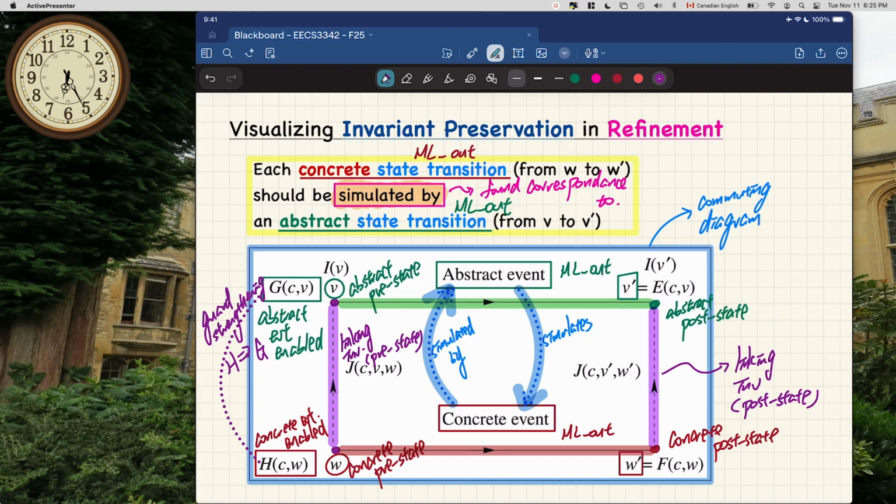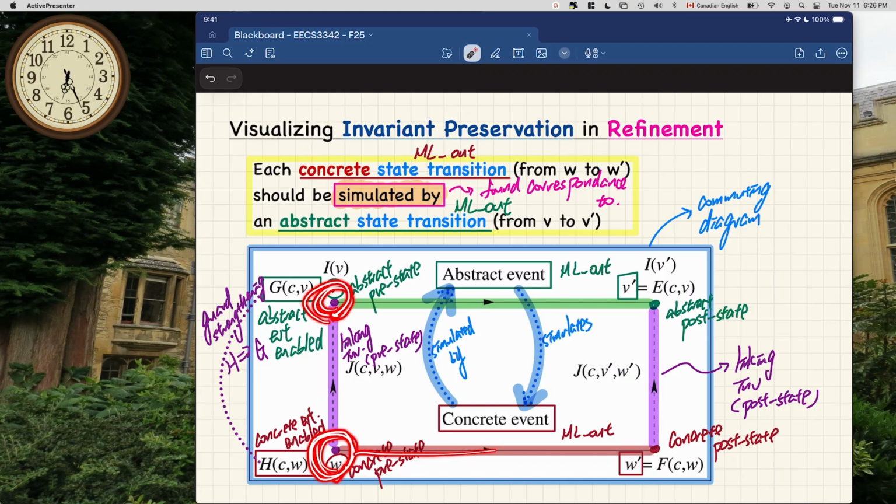So overall, let me recap. Simulation tells us for refinements, for every concrete transition, if enabled, there's got to be a corresponding abstract event that's also enabled and also executed, because of guard strengthening. When we talk about invariant preservation and guard strengthening, we discuss them separately. When we talk about invariant preservation, we assume guard strengthening is the case. So when the concrete event is enabled, by guard strengthening the corresponding abstract event should also be enabled in that scenario, because we are not creating any new behavior, right? Whatever is enabled in the concrete must be enabled in the abstract.